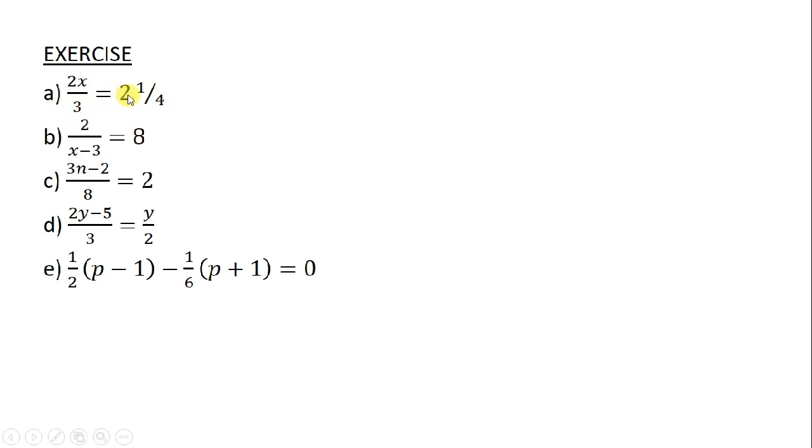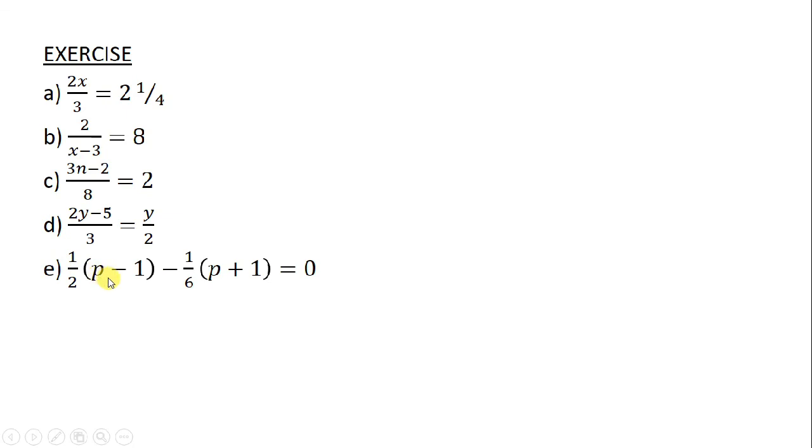We have 2x divided by 3 is equal to 2, 1 over 4. We have 2 divided by x minus 3 is equal to 8. We have 3n minus 2 divided by 8 is equal to 2. We have 2y divided by 5. 2y minus 5 divided by 3 is equal to y divided by 2.